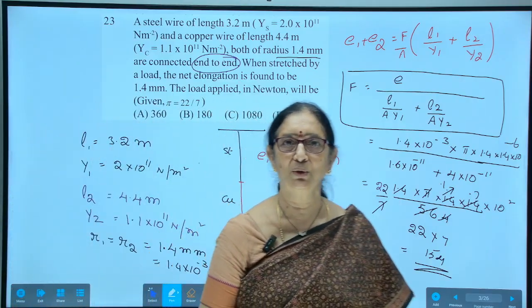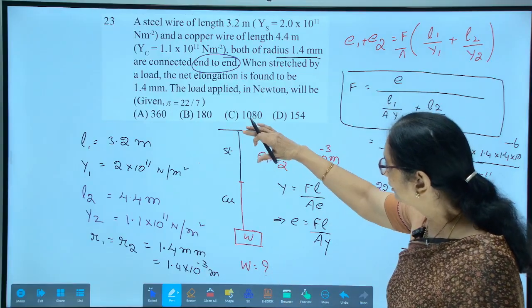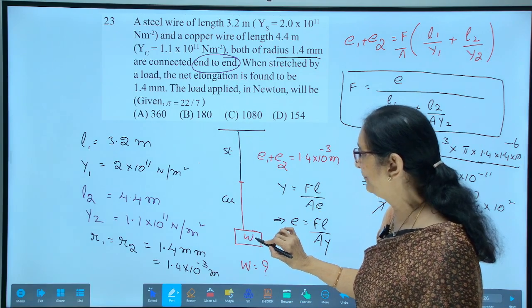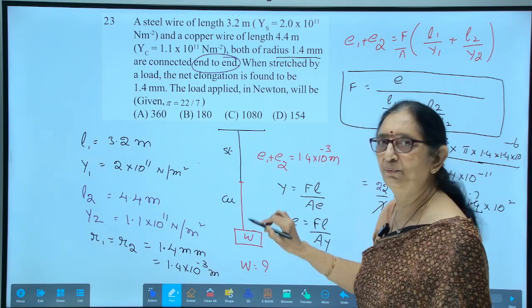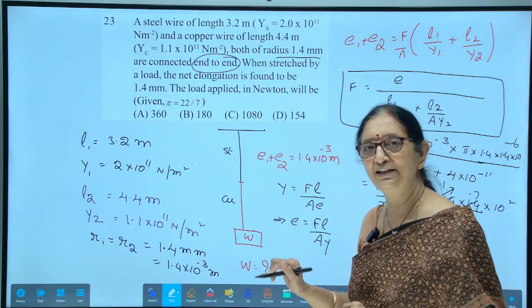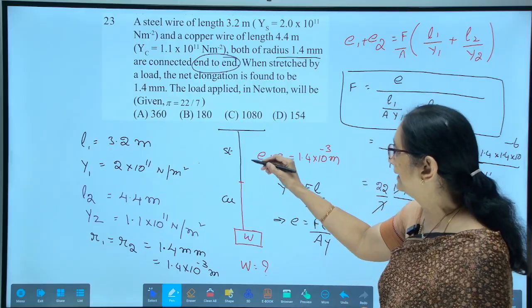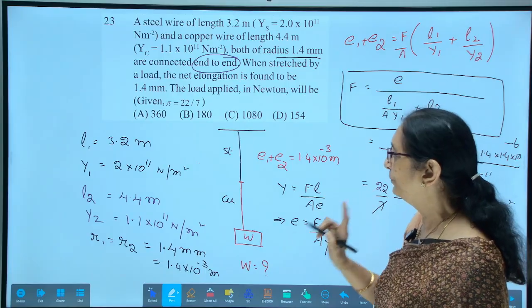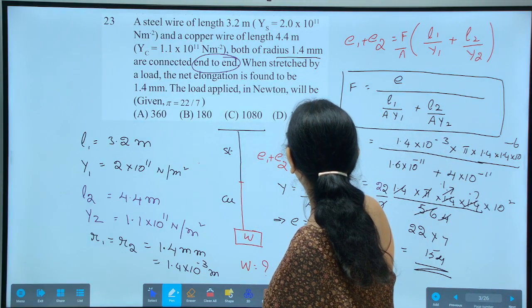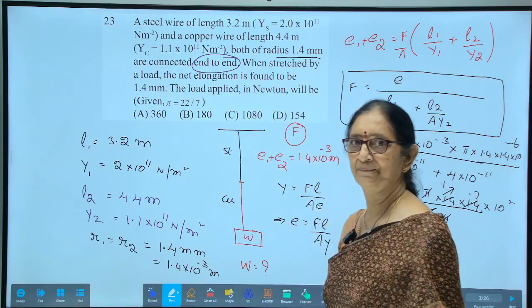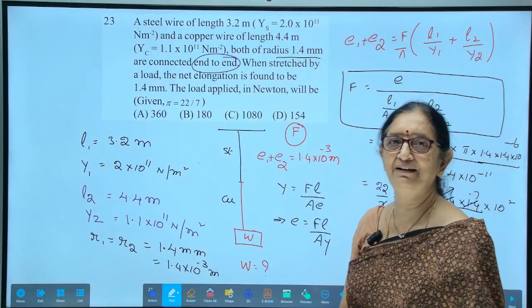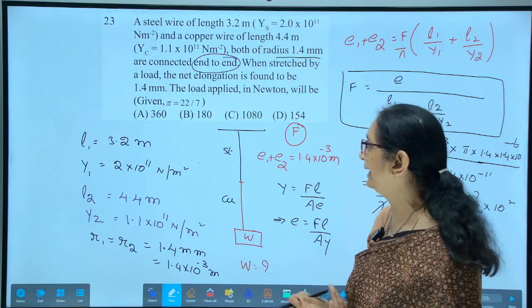Find the load applied. See here, the steel wire and copper wire are connected. Load is applied here. So both the wires experience the same load when they are connected end to end, or when they are connected in series. That is the very important conclusion. When they are connected, F is same for both. The load attached, the restoring force developed in both the wires will be same.